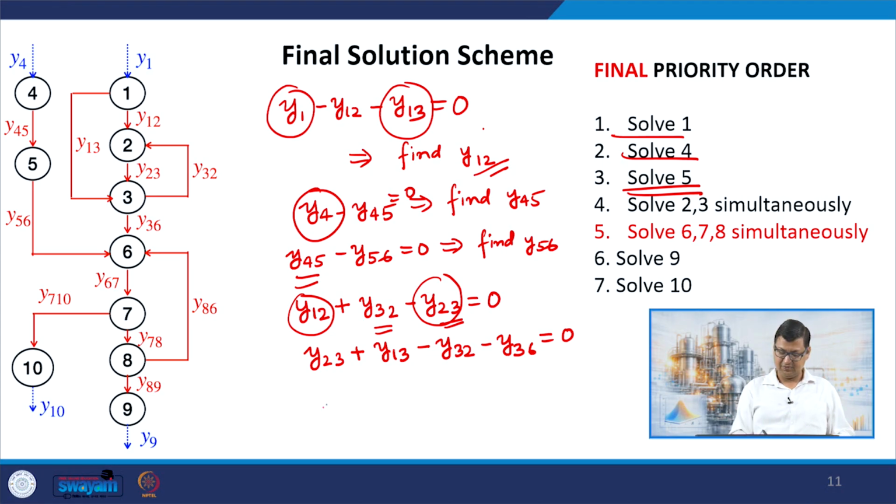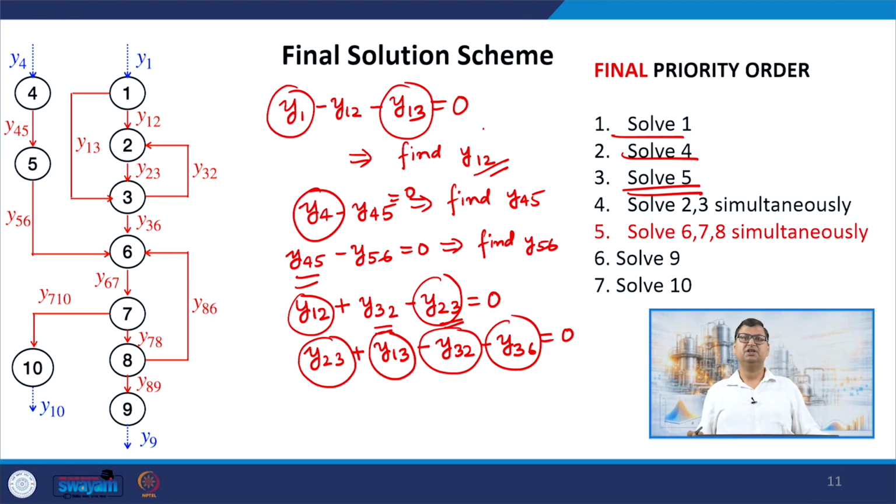So, again here y23 is also an unknown, y32 is also an unknown, and y36 is also an unknown. y13 is already known to me, right. So basically I can demand, let's say, y23 is given to me or y36 is given to me, and in that case I can get the remaining variables from here. So this guides you as to which variables should be specified in order to make the system solvable as well, apart from giving you a method of attack.